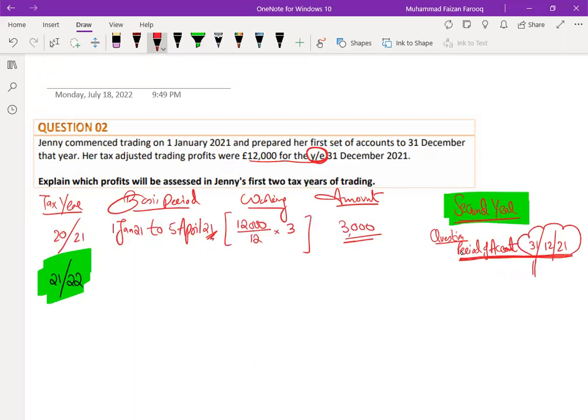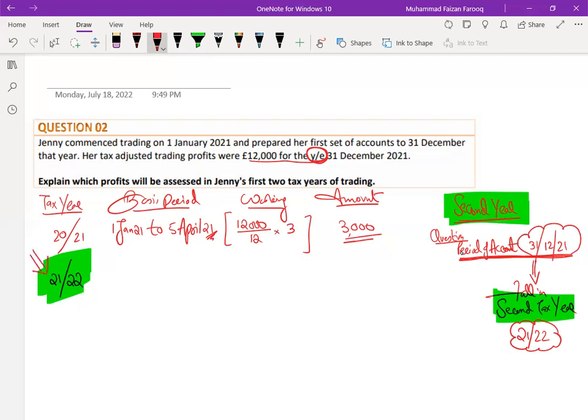The question is: does this year end fall in the second tax year? The second tax year is highlighted in green color. The second tax year in this example is 21-22. It can be any year. It's not specific that the second year will have to be 21-22. No, it can be anything. But in this question, this is my second year, which is 21-22.